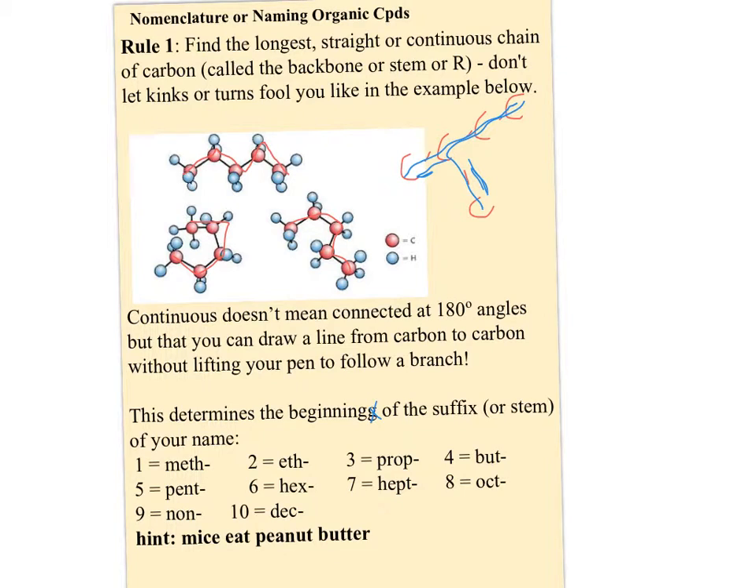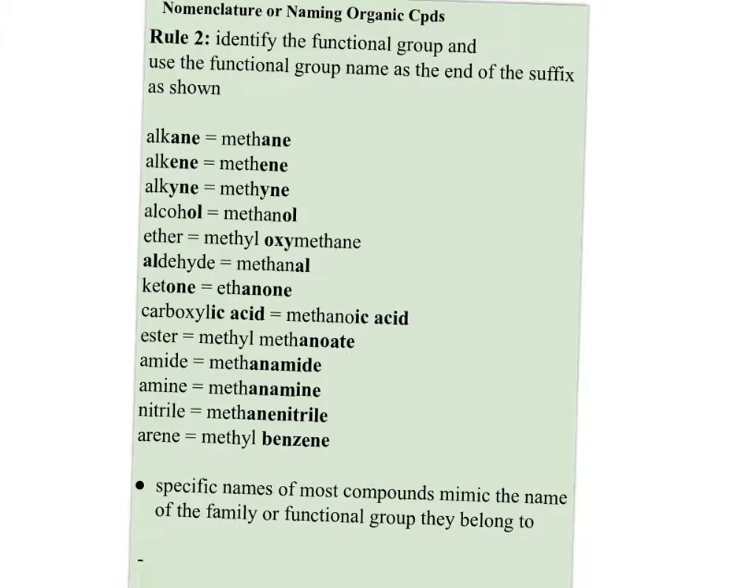Or what I tend to call the stem of your name. Meth, eth, prop, but. Those 4 are kind of hard because those aren't prefixes or roots we're familiar with. So I remember it as "mice eat peanut butter." And then when you get to 5, it follows what you know in math: pent, hex, hept, oct, non, and dec. Really, much beyond hexane, we won't see a whole lot in this beginning organic chem unit.